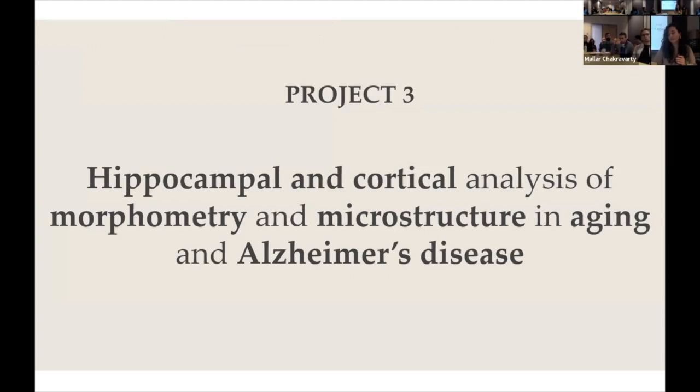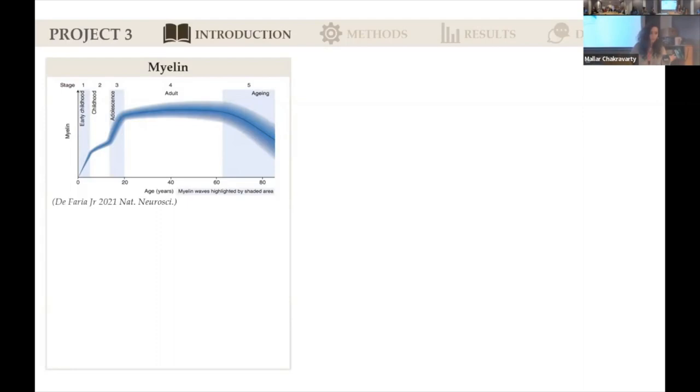So moving on to the third project, looking at the hippocampus and the cortex, I will explain why later, using morphometry and microstructure in aging and also in Alzheimer's disease progression. So the myelin in the brain is very important for different reasons, because it is helping the axon and the propagation of the information to go fast in the brain, but also provides support to the neurons. And the myelination process is very dynamic throughout the lifespan, with this big increase of myelin during childhood and adolescence. Then there is a plateau during adulthood, followed by a fast decline in aging.